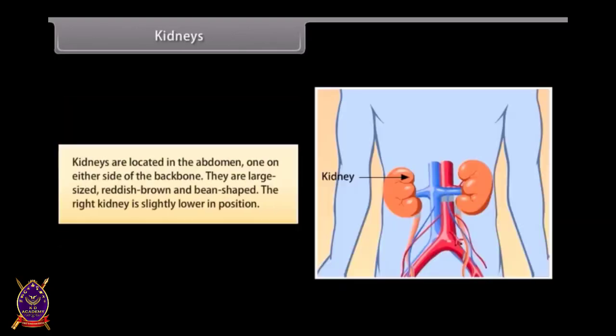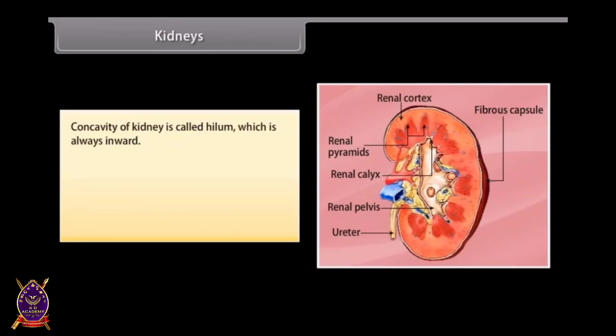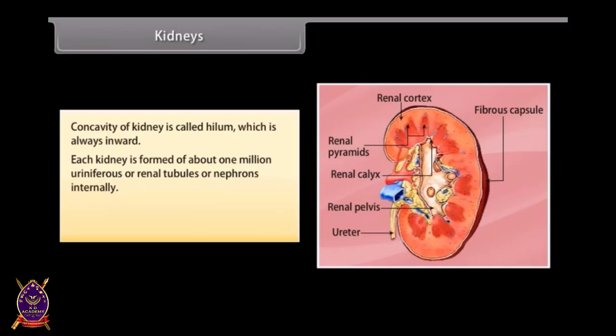Kidneys. Kidneys are located in the abdomen, one on either side of the backbone. They are large-sized, reddish-brown, and bean-shaped. The right kidney is slightly lower in position. Concavity of the kidney is called hilum, which is always inward. Each kidney is formed of about 1 million uriniferous or renal tubules or nephrons internally. Kidneys must function properly in order to keep a person in perfect health.